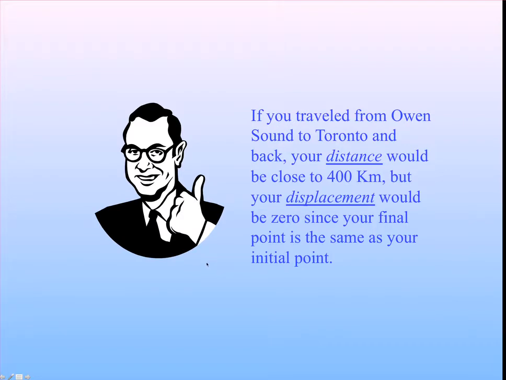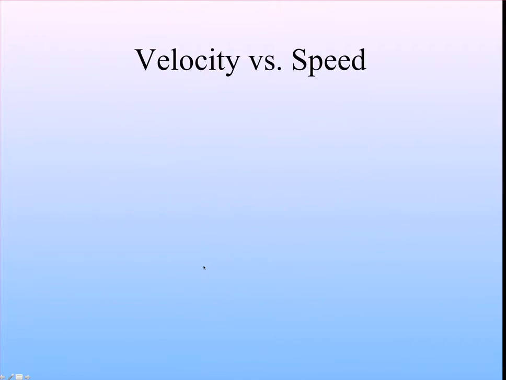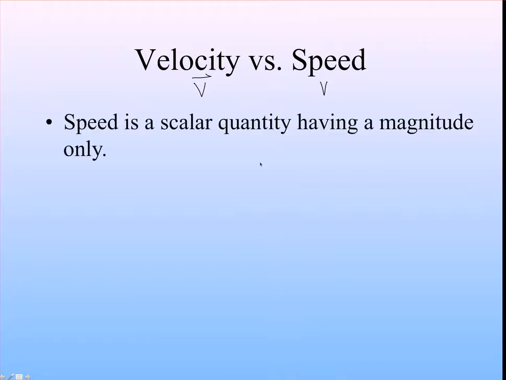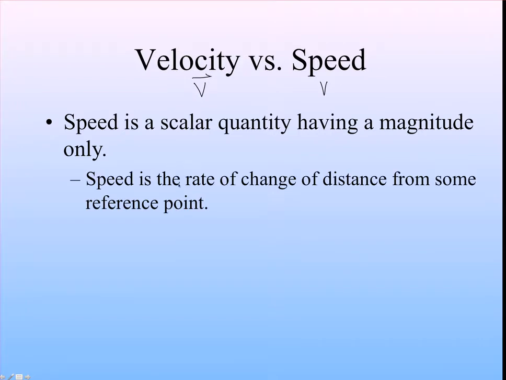We'll look next at velocity versus speed. Again, these are similar quantities, velocity being a vector quantity and speed being a scalar. Now, in terms of symbols, velocity gets a V with an arrow. Speed is also a V without the vector symbol. Again, speed is a scalar quantity having a magnitude only. It's the rate of change of distance from your reference point.